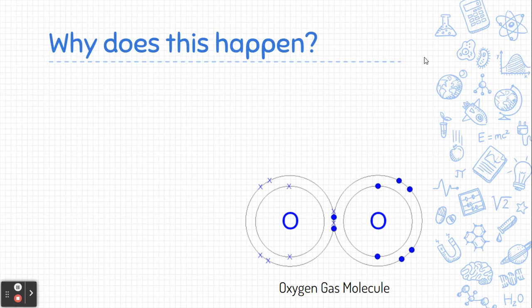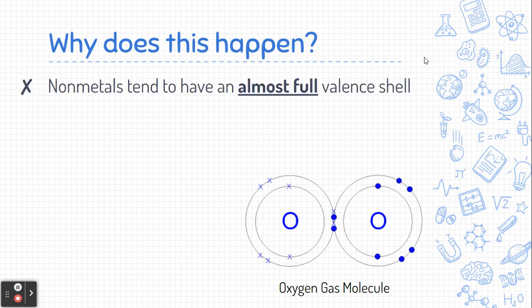All right, so why does this happen? I just told you why. Because both of them are on the right side. So both of them like to gain. That's why they don't really fully lose.